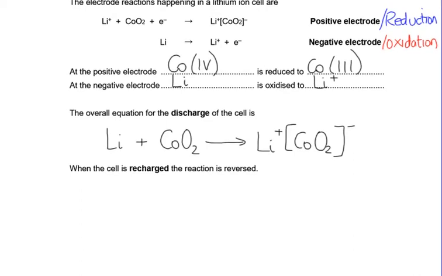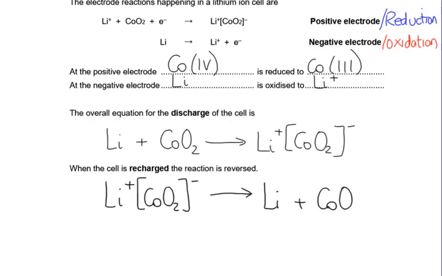So if this is how the cell's discharged, how would the cell be recharged? We would just have to reverse it. So we reverse the whole process, take that complex and we turn it back into lithium and this cobalt 4 oxide formula, and we'll be recharging it. The lithium ions that are cancelling out are the things balancing the charge. They're the flow of ions as electrons flow through the wires.